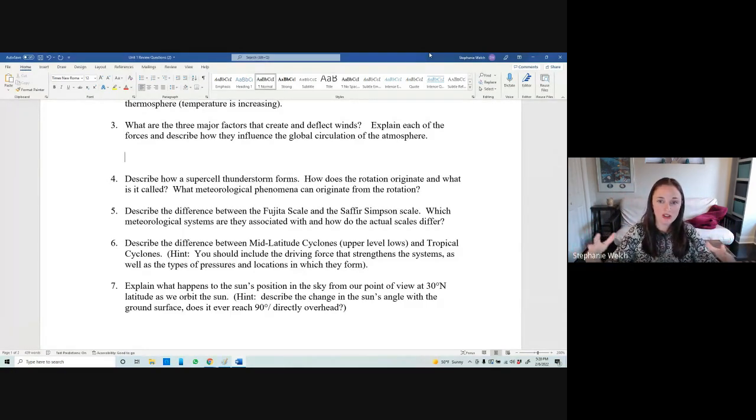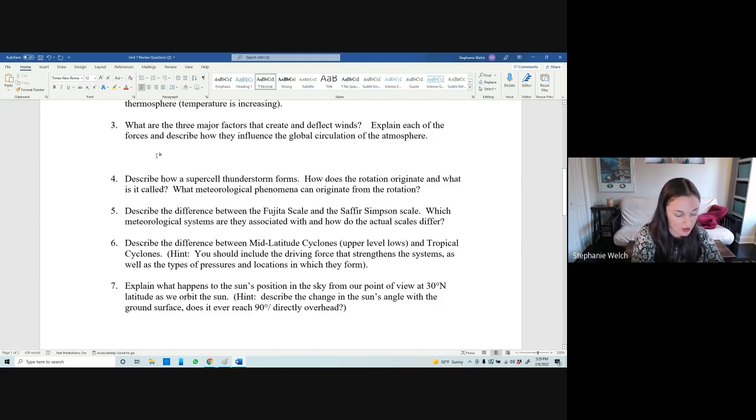Within each of those, I add this view of what this actually looks like in the real world. It's covered very differently in the book as 2 separate chapters that I meld together. I hope it makes more sense this way. So what are the 3 major factors that create and deflect winds? Explain each of these forces and describe how they influence the global circulation of the atmosphere.